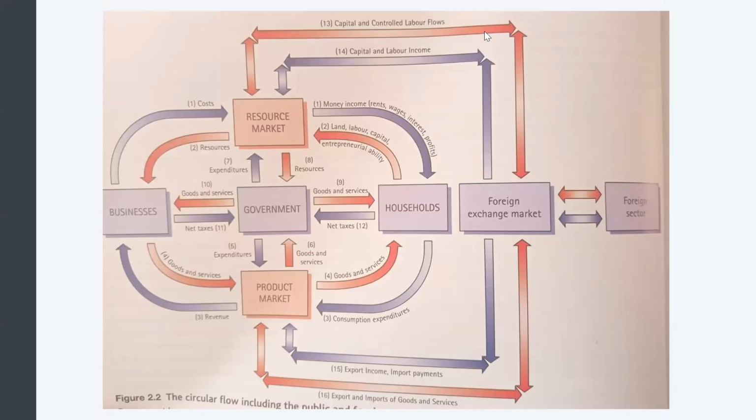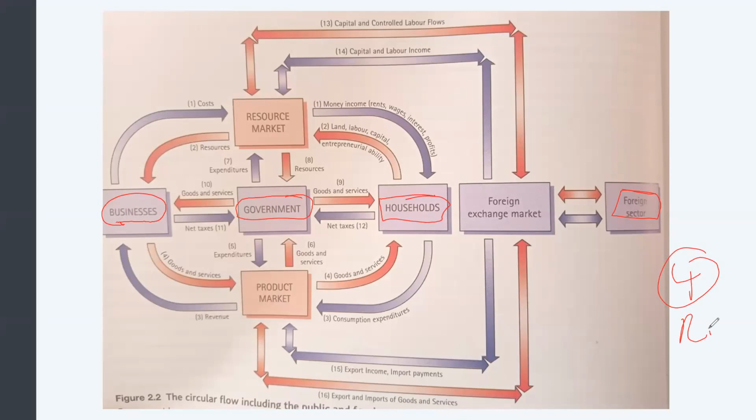So we still have got our businesses. We still have got a government. We still have got our households. But now we've got a foreign sector. Remember, we said there are what? There were four role players: the government, the households, the companies, and the foreign sector.